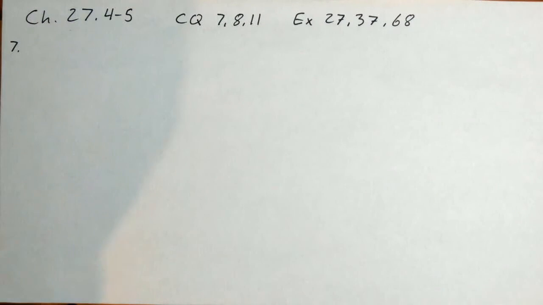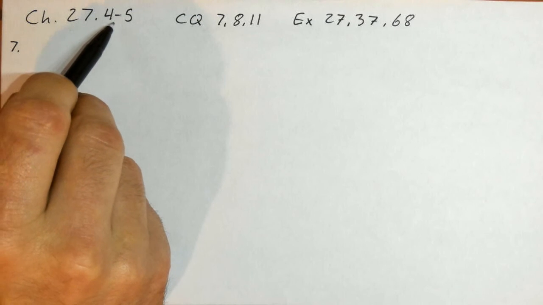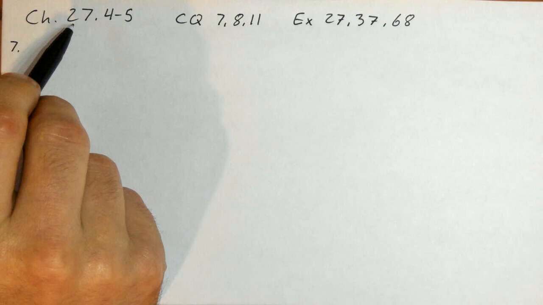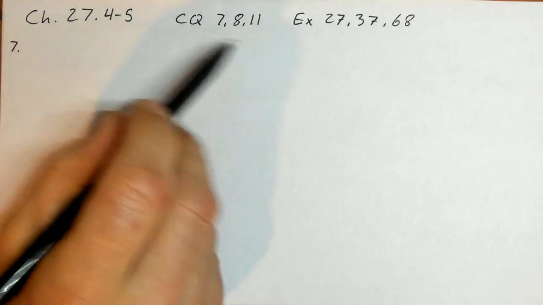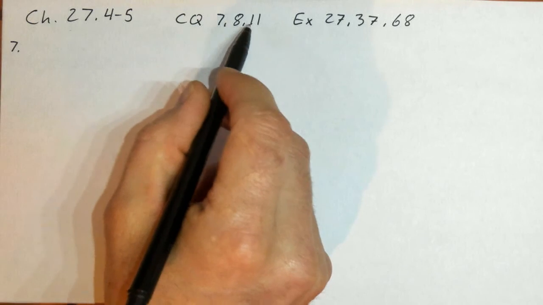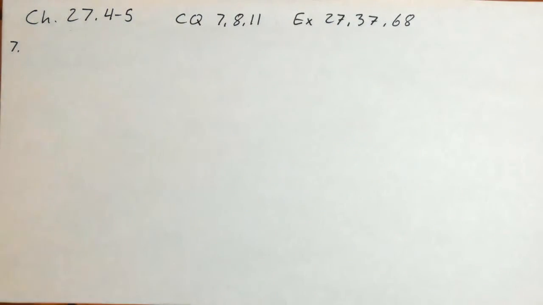Okay, for today's class activities, we're going to cover Chapter 27, Sections 4 through 5. Please go read those in detail and study the concepts well so you can apply them to these exercises. So we're going to go over concept questions 7, 8, and 11, then exercises 27, 37, and 68. Take a look at those and come back to the video.